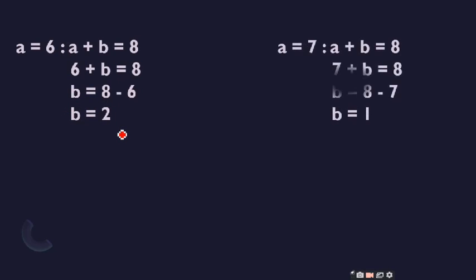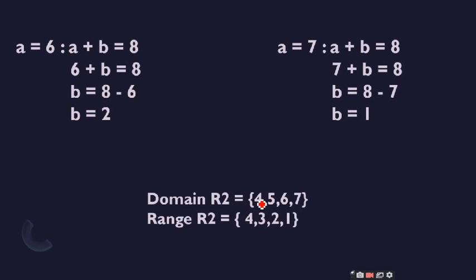Now we have the fourth domain value, A is equal to 7. A plus B is equal to 8, 7 plus B is equal to 8, B is equal to, transposing 7 to the right hand side, 8 minus 7, which is 1. This is the fourth range. So the domain is 4, 5, 6, 7, which we supposed, and the range is 4, 3, 2, 1, which we have found in the question.